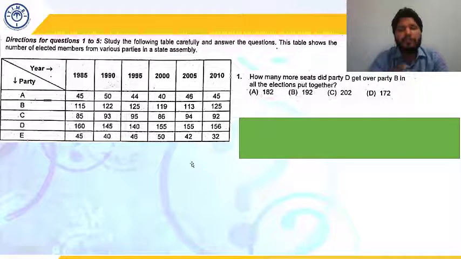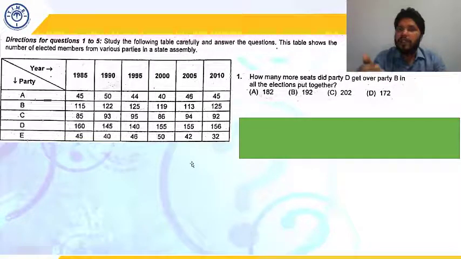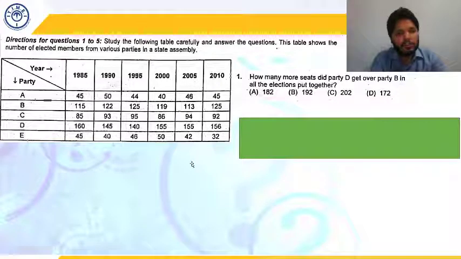elections put together. So what we have to do here is get the sum of seats of party B in all the elections together and the sum of party D in all the elections together, and then we have to get the difference of those sums. So that is what is asked in this question. So let's start solving this question.